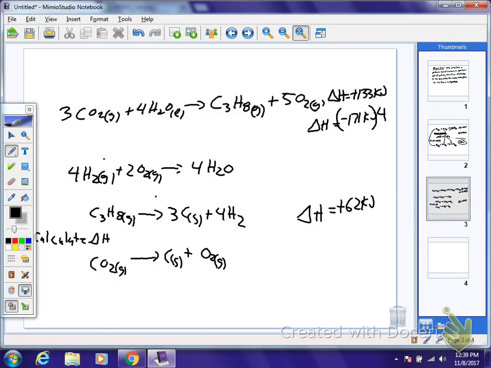So, the O2 cancels out, and I got free here. The 4H2O cancels out. Good, not part of my reaction. The 4H2 cancels out. Okay, and the C3H8 cancels out, right? So I'm left with 3 CO2, 3 carbon, and 3 oxygens down here, right? When I bring it down, correct?